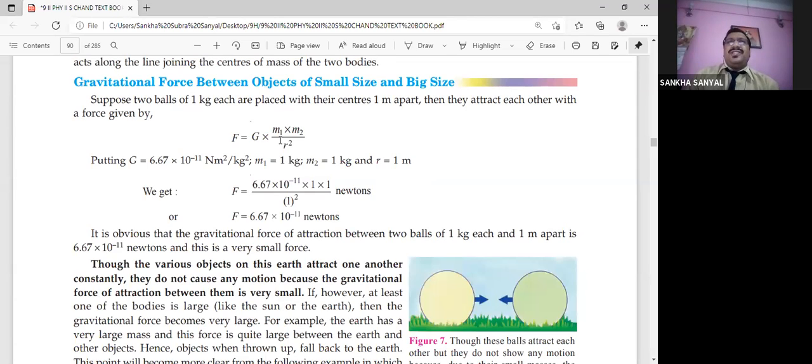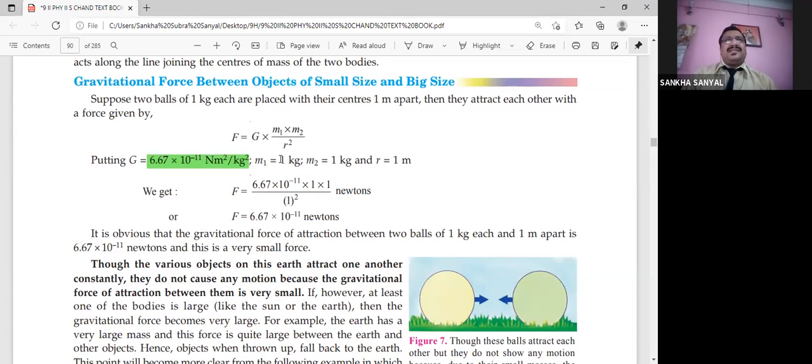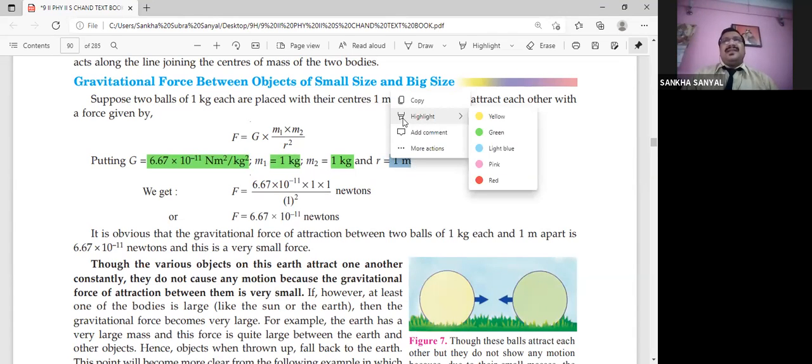F is equal to G M1 M2 by R square. Now check here. My value of G is 6.67 into 10 to the power minus 11. The mass of the body is taken to be 1 kg each, for both the bodies. And for the distance, if I take it to be 1 meter, we find that the force that exists between the two bodies is nothing but 6.67 into 10 to the power minus 11 newtons.